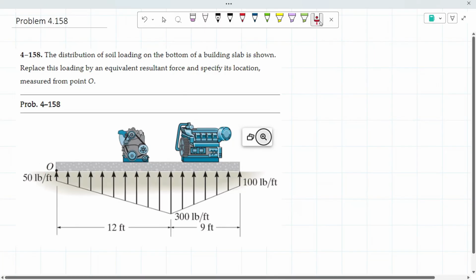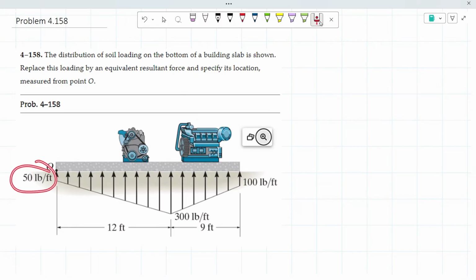From there, we have 50 pound-feet being the smallest weight on this side. Then we have the maximum weight of 300 pound-feet right here, and then we have 100 pound-feet on this side. As you can see, we have this type of shape, and it's asking us to replace the loading by an equivalent resultant force. So to do that, we're going to be cutting this shape right here in half.